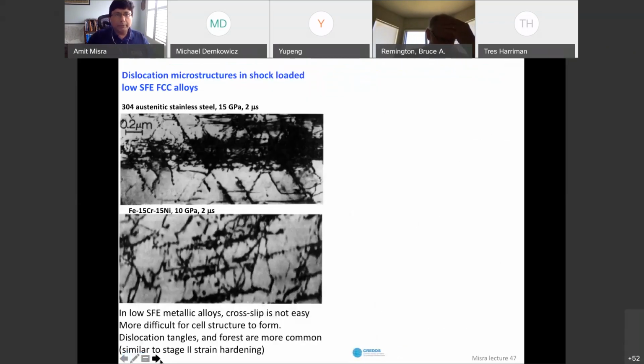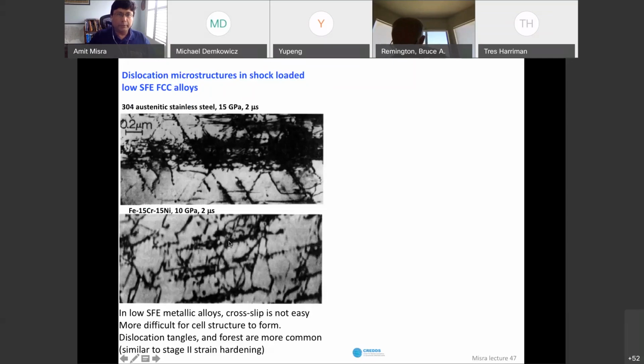But in the case of low stacking fault energy materials, the previous slides were for nickel, a higher stacking fault energy material. This is for austenitic stainless steel. And this is an example. The lower one is iron with 15 chromium, 15 nickel. By the way, if you were to just add cobalt and manganese, then it becomes the popular high entropy alloy. We'll see that for many cases, the high entropy alloy behaves very similar to austenitic stainless steel with low stacking fault energy.